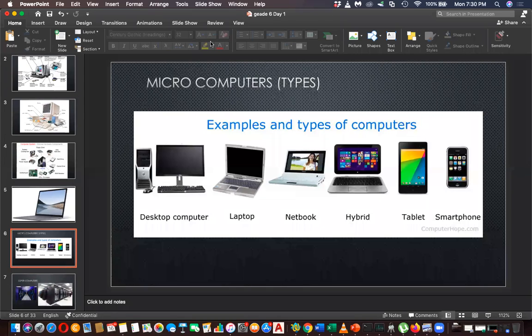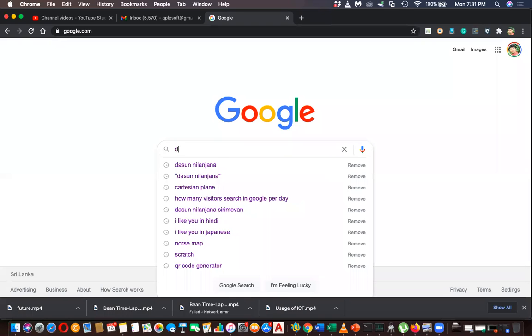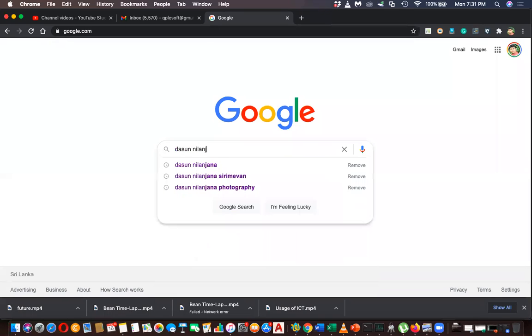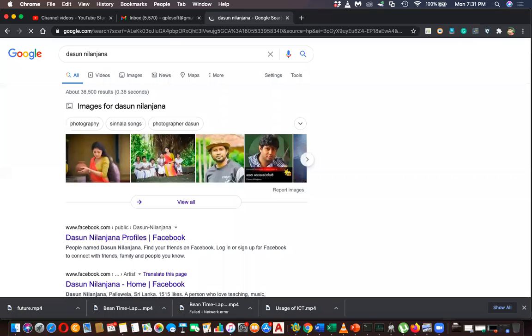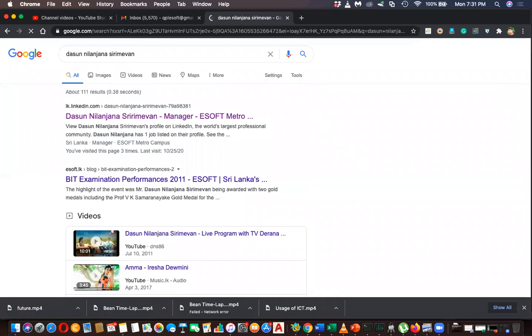What are they? Can you name one? Bigger computers than this? Supercomputer. Yes. Supercomputer, mainframe computer. Those are bigger computers, big brothers. So for an example, I'm going to search in Google. I'm going to search my name.